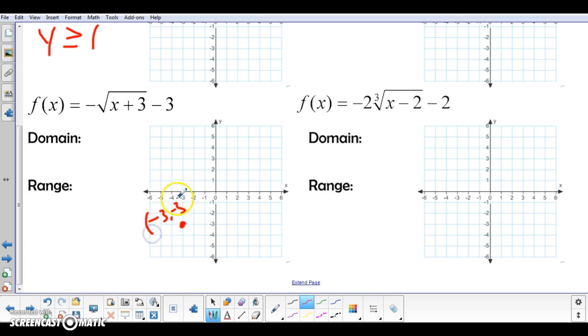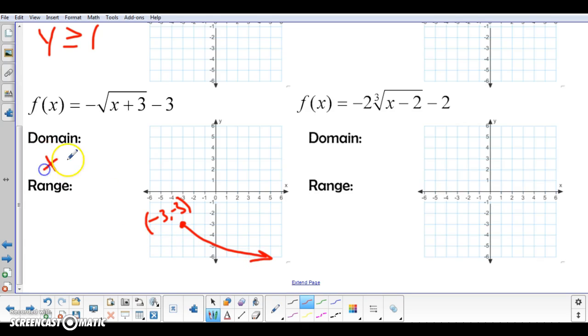-3 is the first x value I can plug in and not have the square root of a negative number. -3 would be the output there. Now this negative sign in the front, remember when I put a negative sign in front of the square root function, it flipped it over. Well, instead of going up and to the right, this graph is going to go down and to the right.